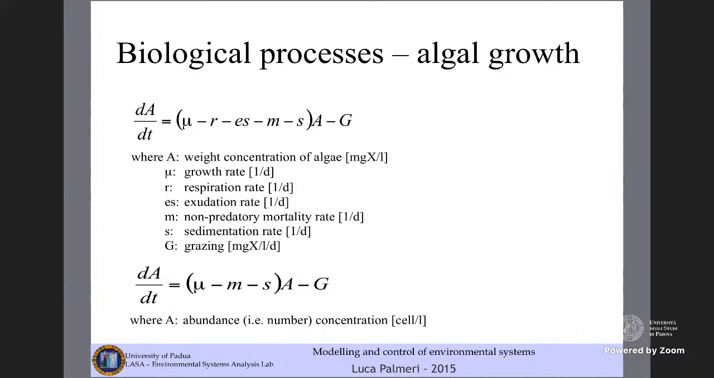And we may write that the variation in time of the concentration of algae is equal to a series of parameters describing the various processes. In particular, there is a first positive contribution, that is the growth rate, and then there are a series of negative or subtractive contributions that are processes that take away algae from the algal pool. And then you multiply all these processes by the algal concentration, so that this equation is a first order linear differential equation.